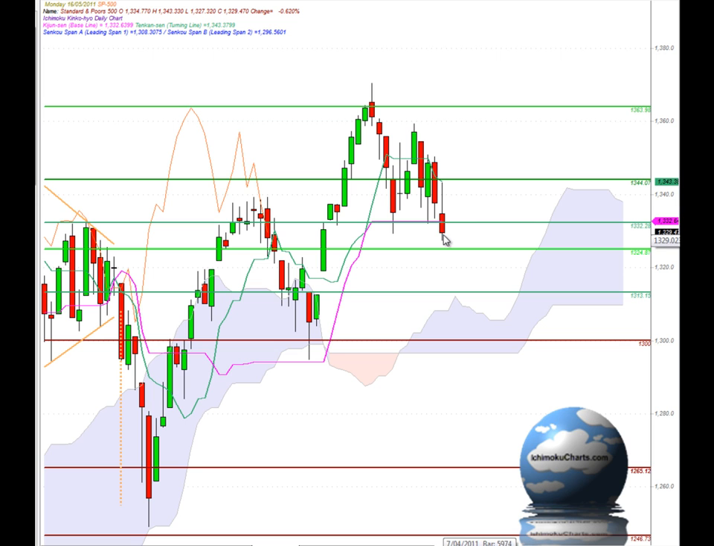Now in Ichimoku charts terms, we are trading above the cloud, so we have an overall positive bias. The market is, however, negative in the medium-term and fast-term timeframes. We are now trading down below the Kijun-sen, the pink line, which is at this support level at 1332, and trading below the Tenkan-sen, which is just below the 1344 area that was resistance today, and that reinforced that area of resistance where the market found resistance at the Tenkan-sen as well.